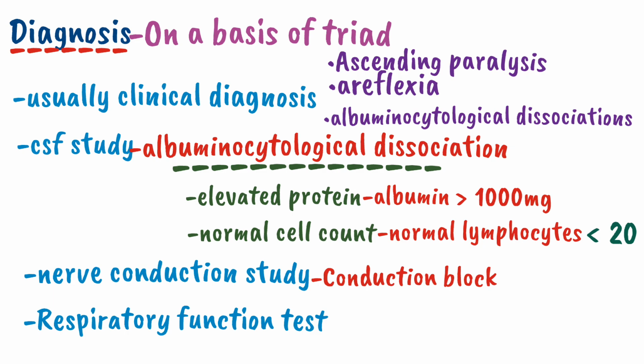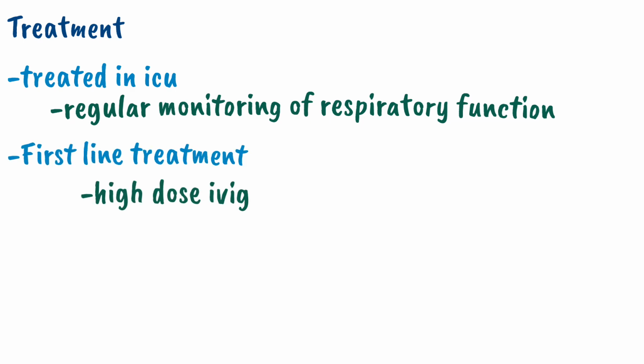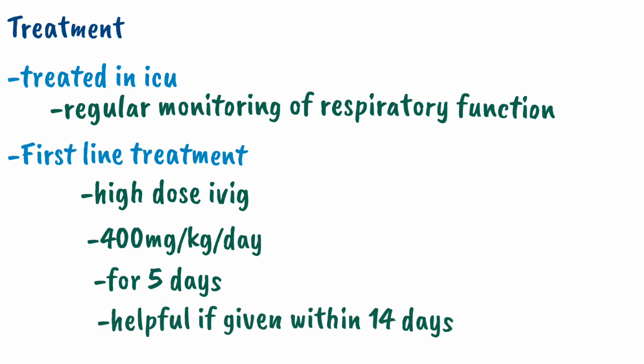Now let's discuss the treatment of Guillain-Barré syndrome. The patient with GBS should be treated in the ICU along with regular monitoring of respiratory functions, because GBS involves the respiratory muscles in about 20% of cases, and a patient can die of respiratory failure. Other than this, the drug of choice or the first line treatment for GBS is high dose intravenous gamma globulin. It should be given in a dose of about 400 mg per kg per day for 5 days. It is very helpful if given within 14 days.